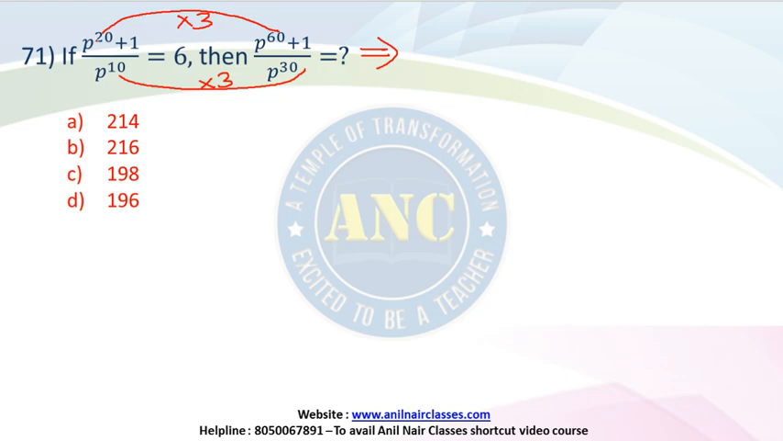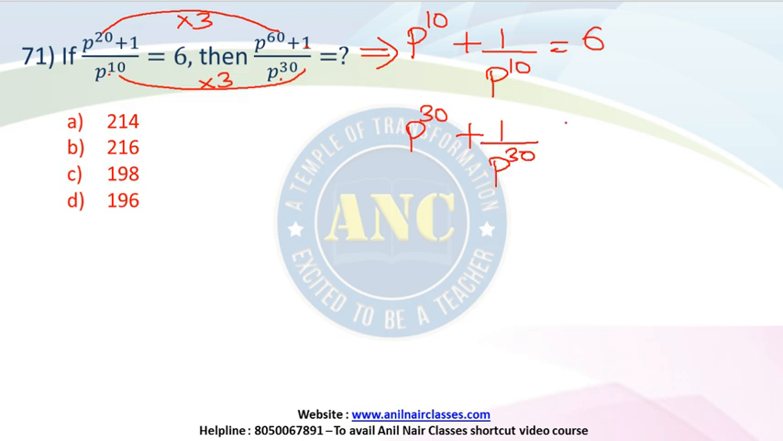See here. P power 20 by P power 10 is nothing but P power 10 plus 1 by P power 10. I will write it as equal to 6. Then the required condition will become P power 60 by P power 30, it is P power 30 plus 1 by P power 30. This is equal to how much? This is what you said is the standard format. 10 is becoming 30, multiply by 3. Here also 10 is becoming 30, multiply by 3.